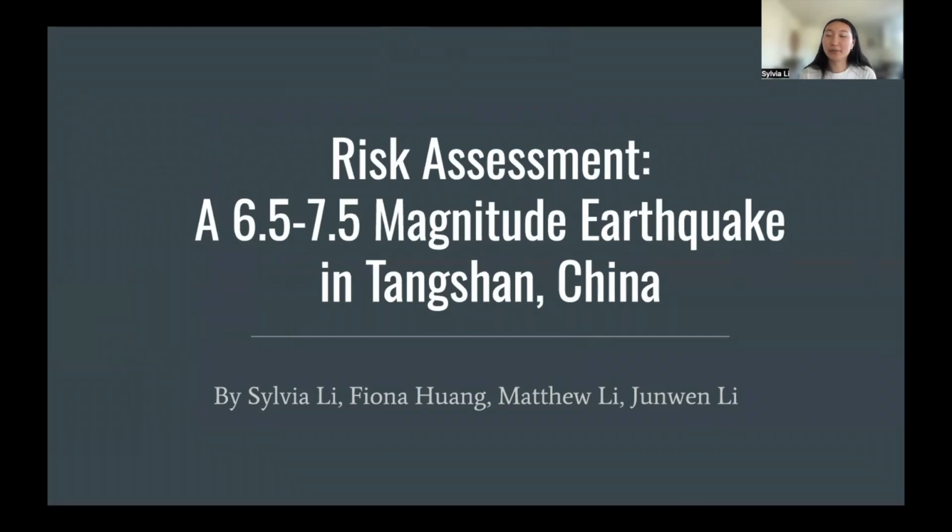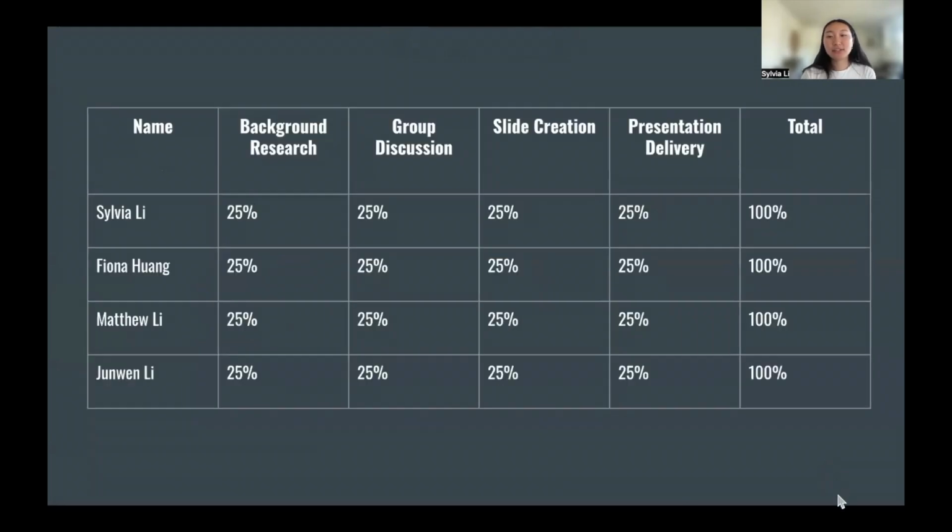Today we'll be presenting on a risk assessment for a 6.5 to 7.5 magnitude earthquake in Tangshan, China. I'm Sylvia Lee, and this is presented by Fiona Huang, Matthew Lee, and June Lee. First is the distribution of our workload on this project.